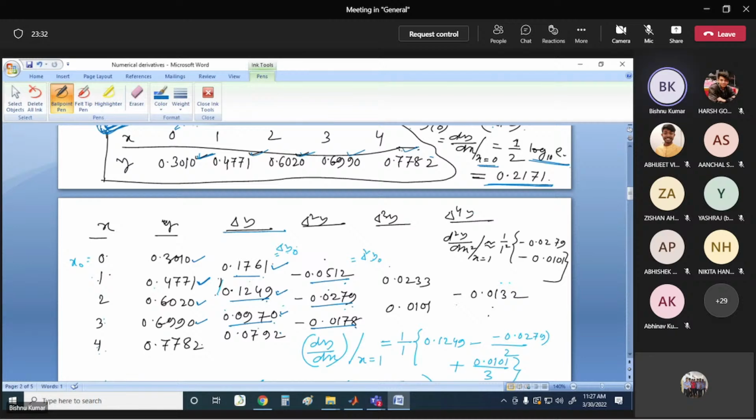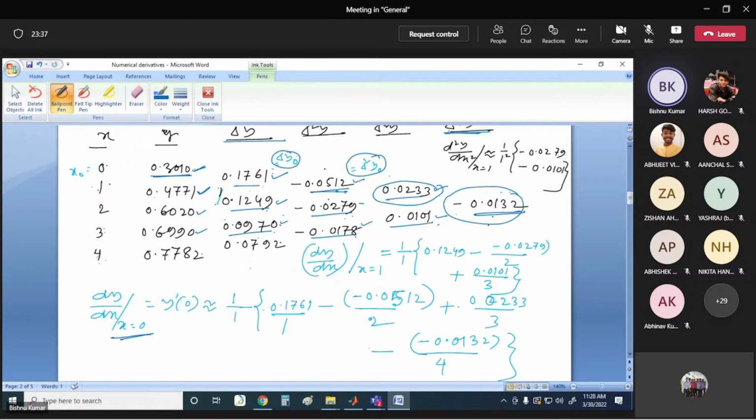Now the derivative at the initial point, the first point. What is outside? 1 by h. What is h for these data sets? h is the space length for these data sets. Tell me quickly. What is the space length of the x arguments for this example?